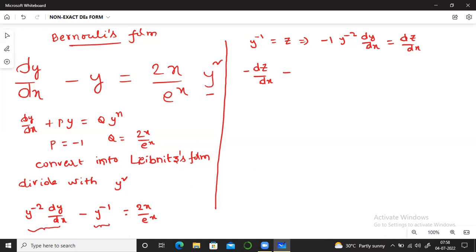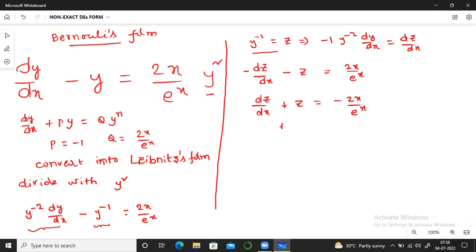Minus y to the power minus 1. What is the y to the power minus 1 value? You have treated it as z. So z is equal to 2x over e to the power x. Now you see this equation is exactly looking like linear form. I converted into linear form: dz over dx plus z is equal to minus 2x e to the power x. So dy by dx plus py is equal to q form now.